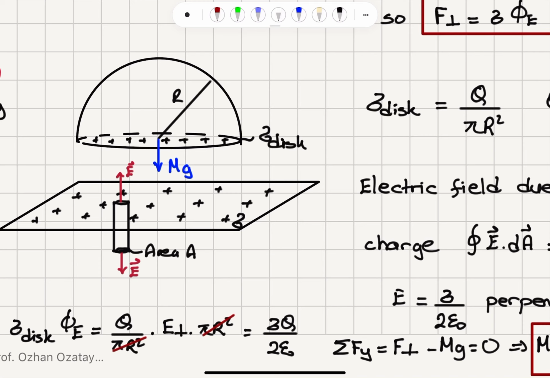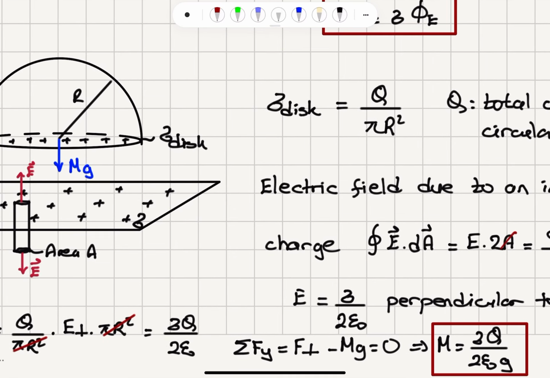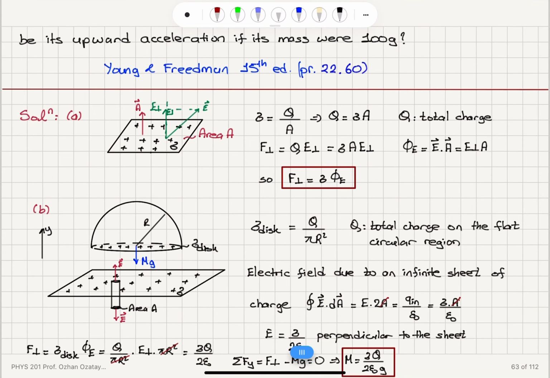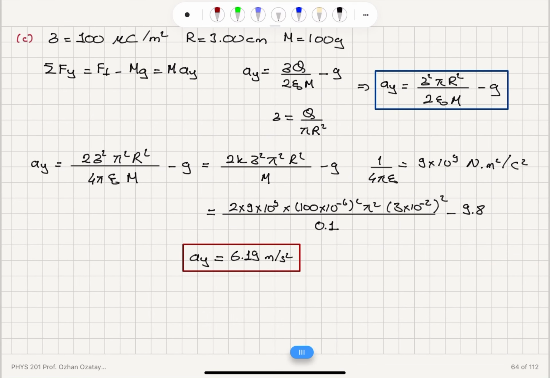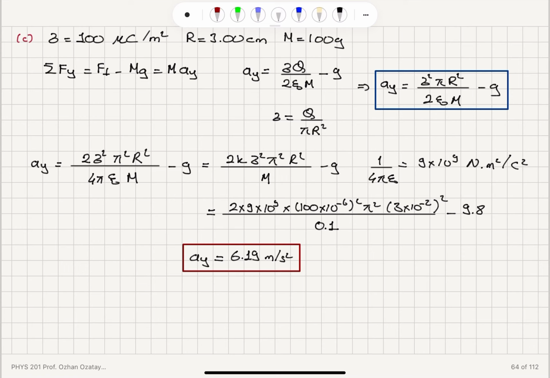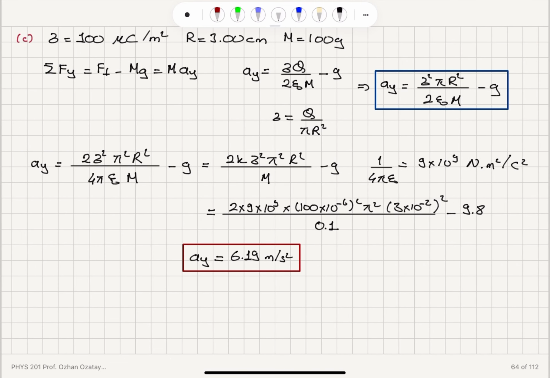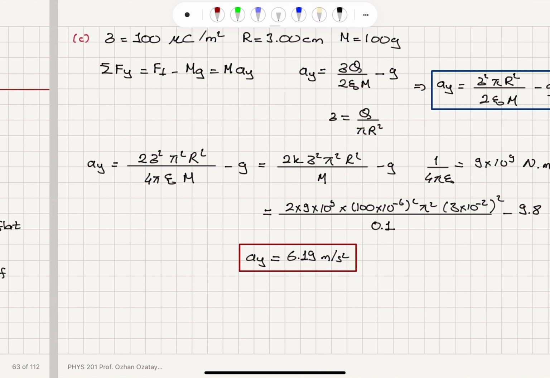So we have mg pointing down, this force pointing up. They balance each other. The mass is sigma Q over 2 epsilon 0 G. Now, we know the sigma of the disk and the flat sheet are the same, 100 microcoulombs per meter square, we know the radius and mass. If we don't have this equilibrium condition, then we will have acceleration. If the perpendicular force is greater than mg, then that will give us an acceleration in the positive y direction. The perpendicular force is sigma q over 2 epsilon 0.